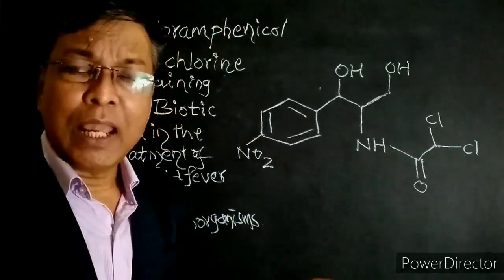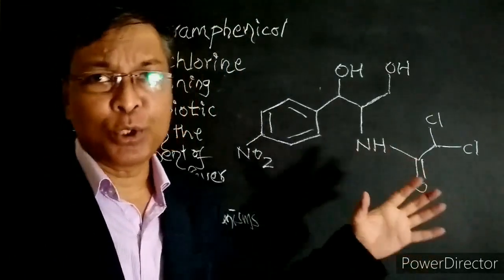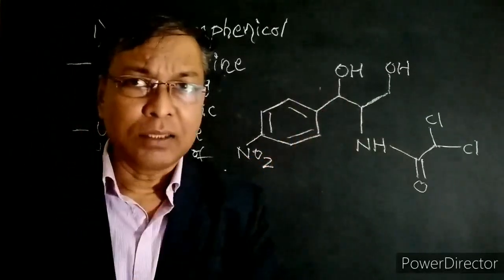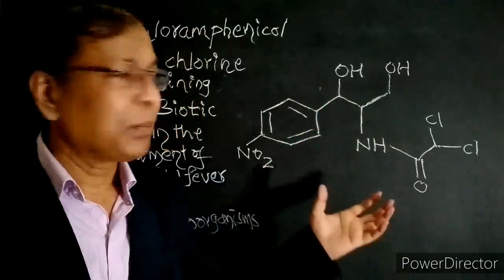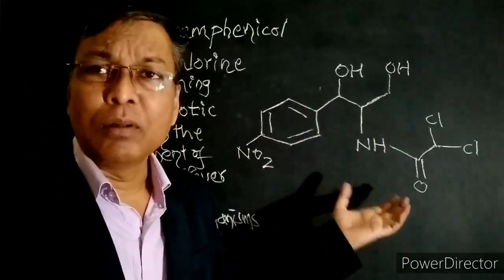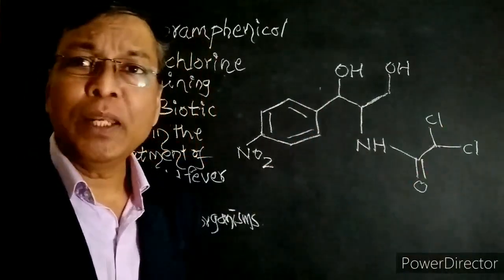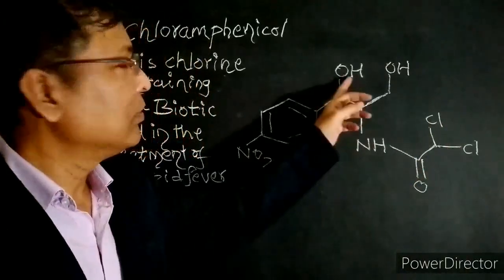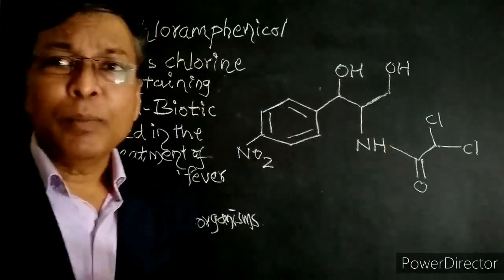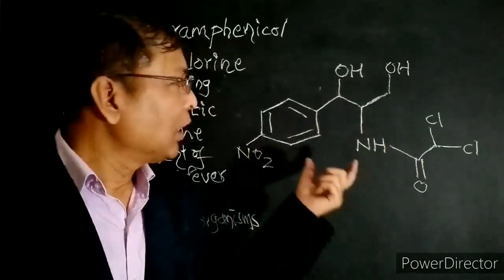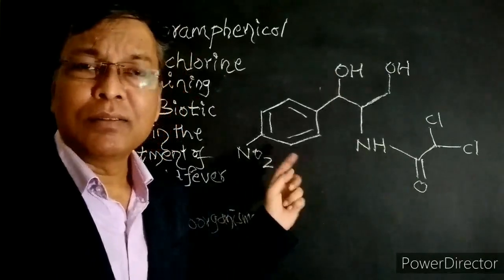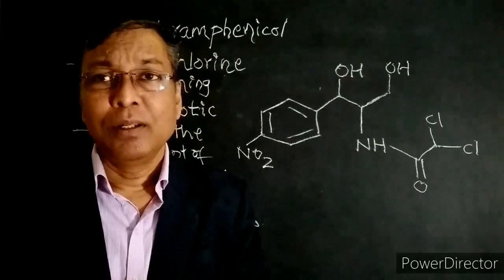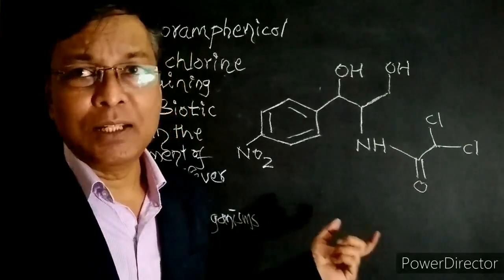Competitive level exams directly frame questions on the structure of chloramphenicol. They ask how many chlorine atoms are present in chloramphenicol. The answer is 2. How many hydroxyl groups are present in chloramphenicol? 2. How many benzene rings does chloramphenicol contain? If you see the structure, it is 1. They may also ask how many nitro groups are present in chloramphenicol?